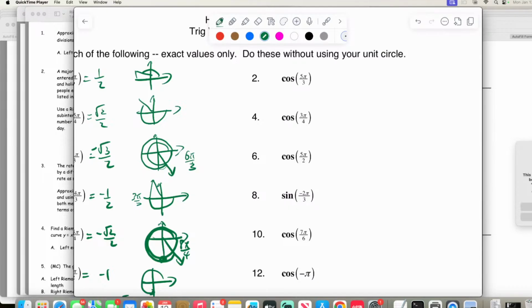Wait, what? Oh, my brain was baffled. It is one way. What'd you get for 8? Oh, wait. Oh, because if you're here, go see. What did you get for 8? Negative root 3 over 2. Yeah. Okay. E is negative root, wait.